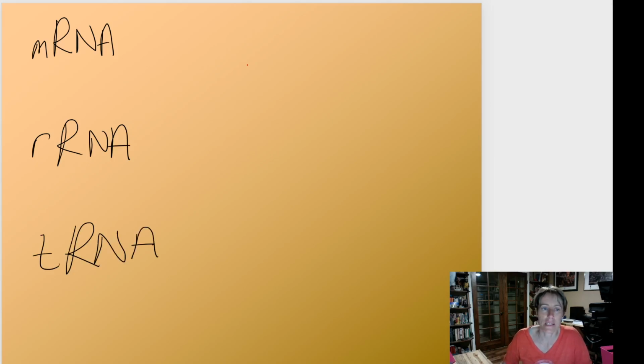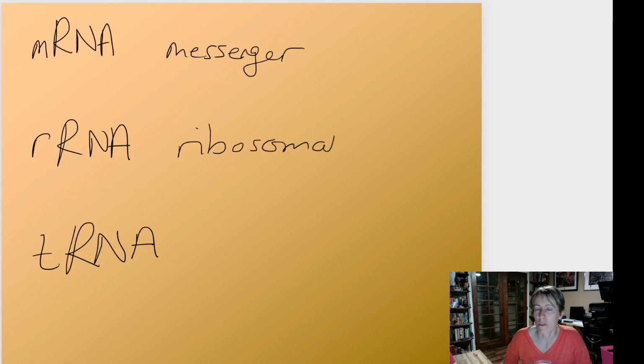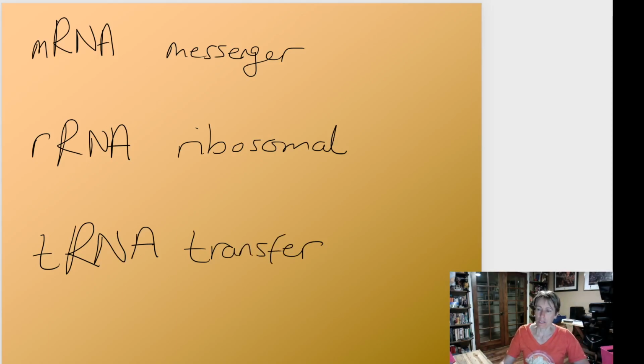And each of these letters, the M stands for messenger. This is messenger RNA. The R stands for ribosomal or ribosomal RNA, and the T stands for transfer or transfer RNA. All right, now they're all forms of RNA, so they're all strands that have a backbone made of ribose and phosphate groups, and then nucleotide bases sticking off, G's, A's, C's, and U's. But they have different functions and a somewhat different structure to each other.